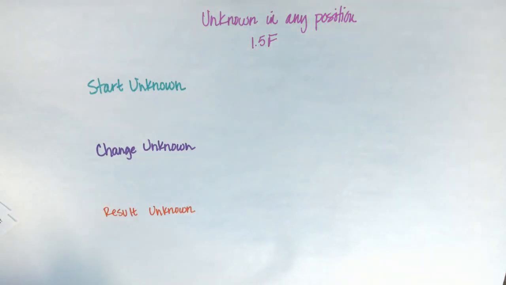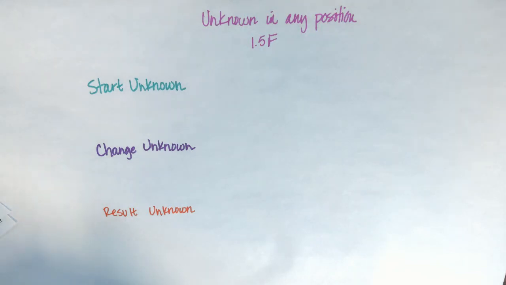So in this standard, we look at in first grade, how do we solve problems when the unknown is in any position? So this is our 1.5F. This says kids have to determine the unknown whole number in addition or subtraction equation when the unknown could be in any one of the 3 or 4 terms in the equation.